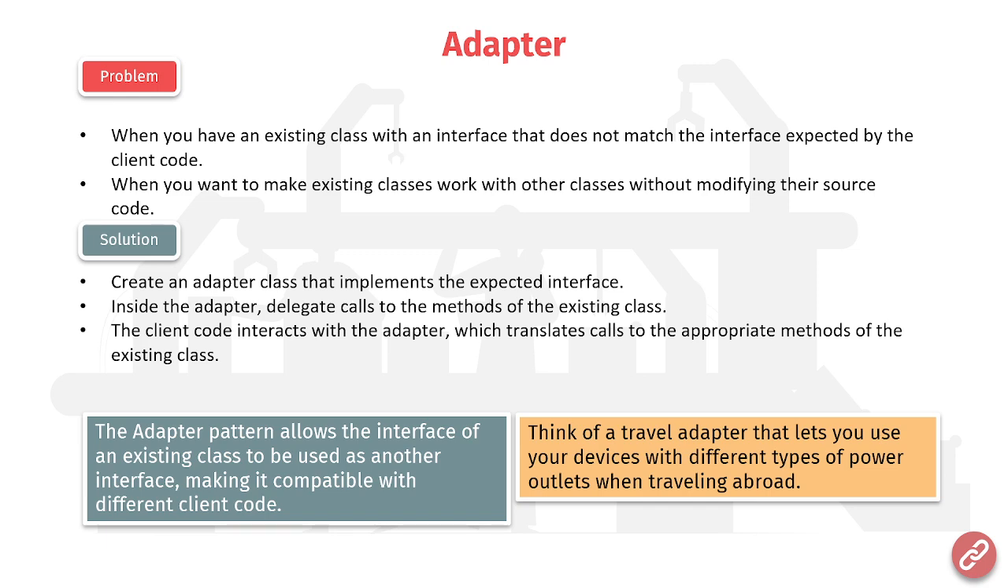So the adapter pattern allows the interface of existing classes to be used as another interface, making it compatible with different client code. So it is sort of making older or existing classes compatible with newer classes or some other set of classes. Basically making older classes compatible with some other classes, right? So it is like an adapter, as the name suggests.